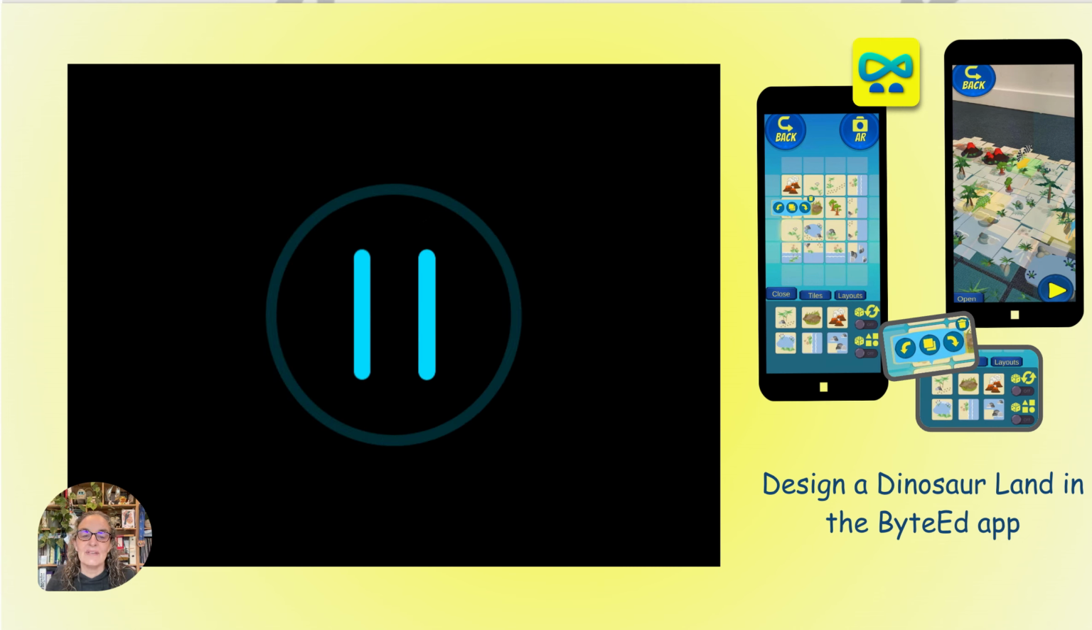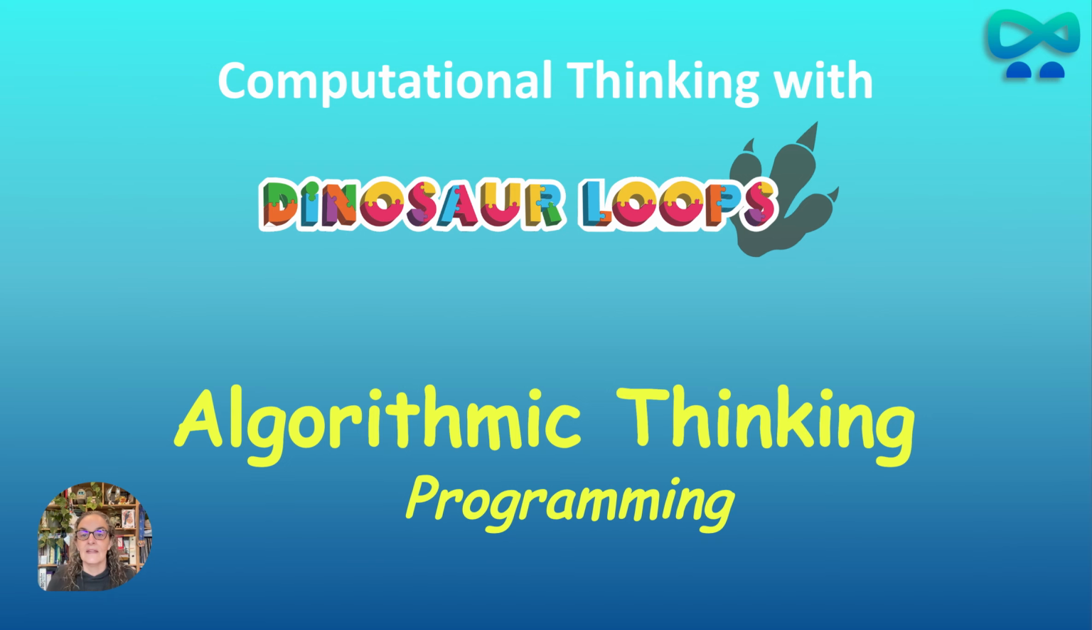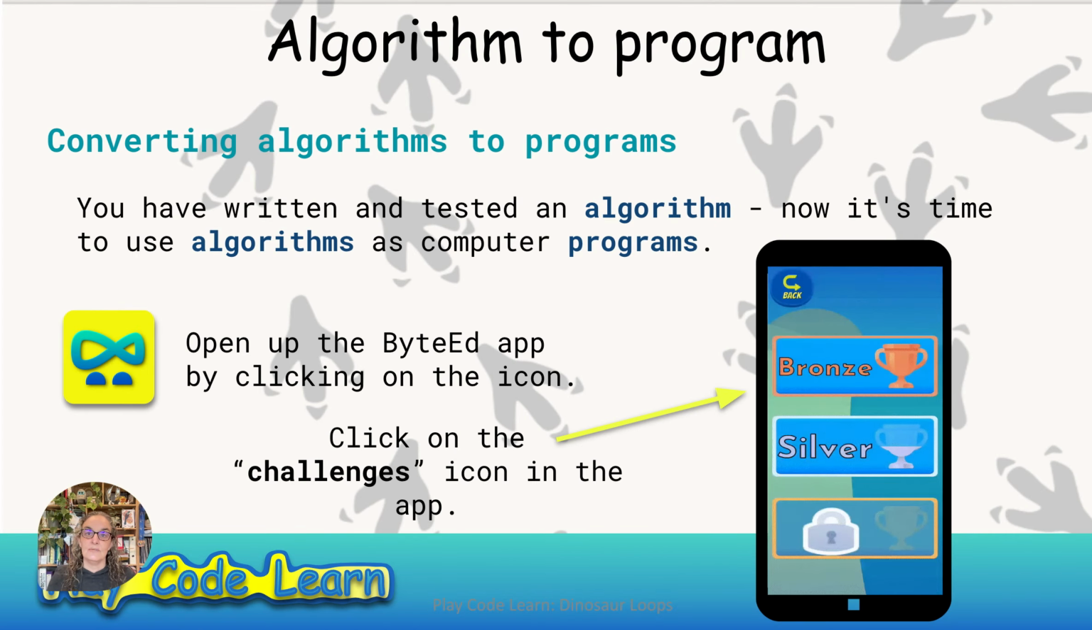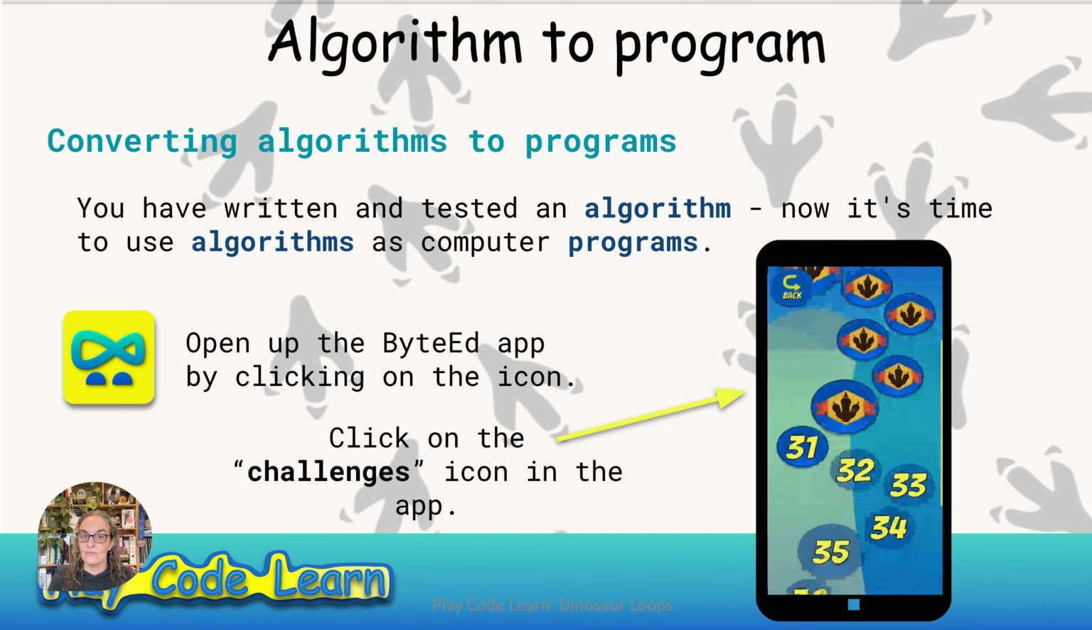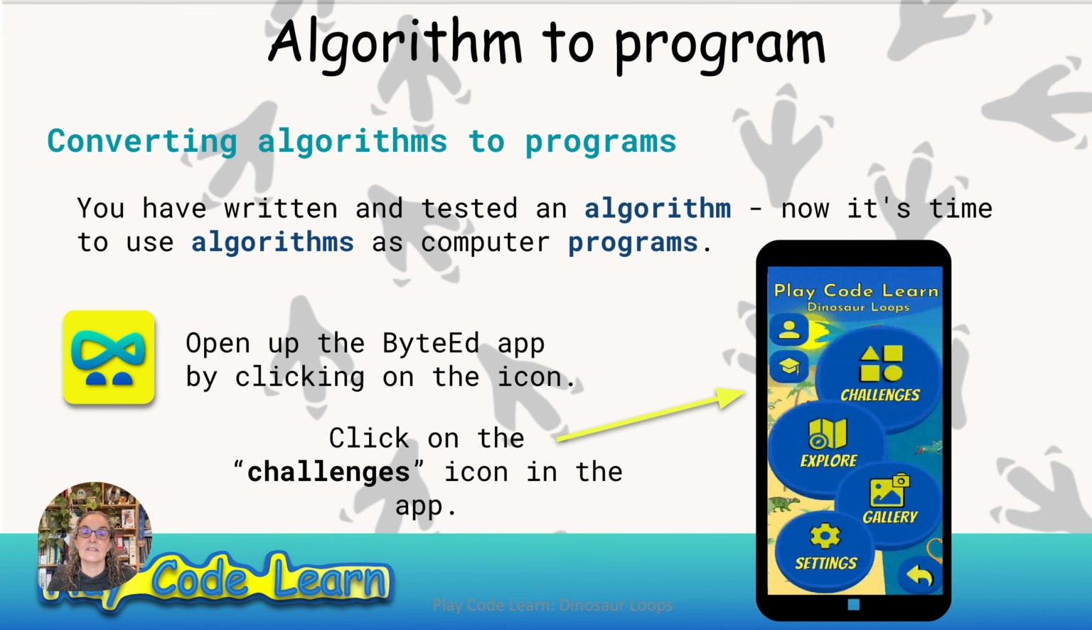So have a go exploring creating an AR land. The last step to do with the dinosaur loops is obviously taking algorithms and putting them into programming. So what we can do is we use the app again. You can go into the challenge section for this particular part, and there are 60 pre-made challenges in there to help you.